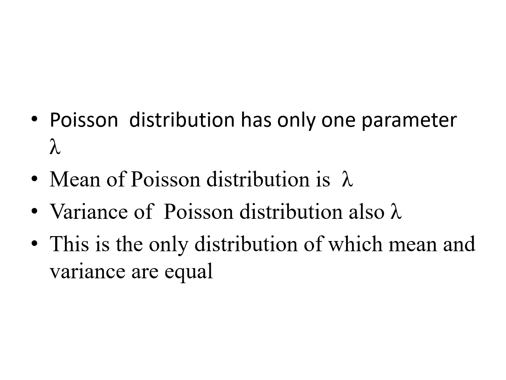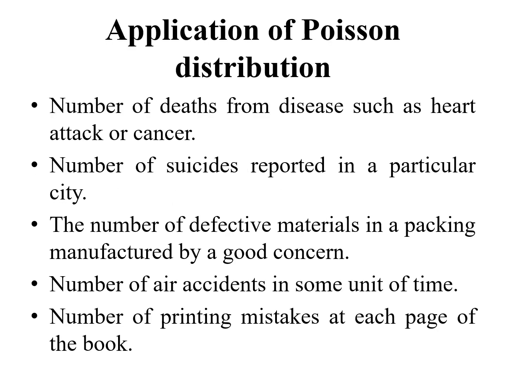The mean of the Poisson distribution is lambda and the variance of the Poisson distribution is also lambda. In the Poisson distribution, the mean and variance are equal. This is the only distribution having mean and variance equal. Here you can see that the mean is lambda and the variance is also lambda, which means both values are the same. That's why we say this distribution has equal mean and variance. Which distribution? Poisson distribution.